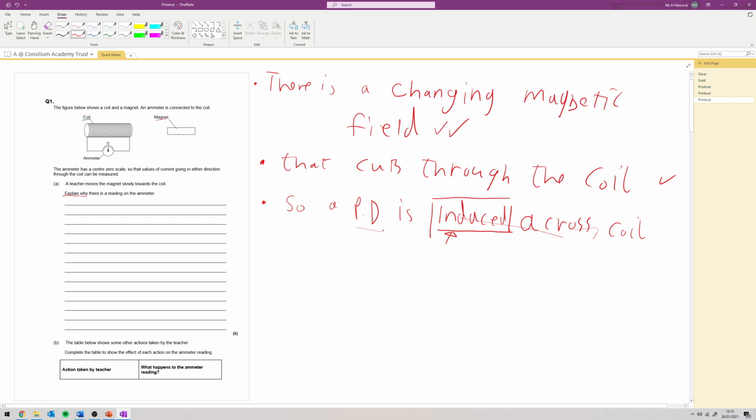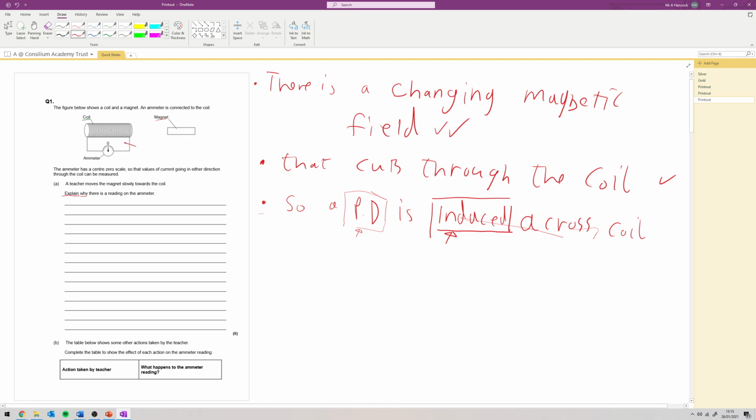Now, you heard before in the earlier definition, this was called the electromotive force, EMF. For now, if you ever encounter the words EMF or electromotive force, just count them as the same thing as potential difference. Okay, so this is the generator effect, right? We've said that the changing magnetic field, 2 marks, it cuts through the coil, a mark, and that potential difference is induced across the coil. Well, how does the ammeter work?